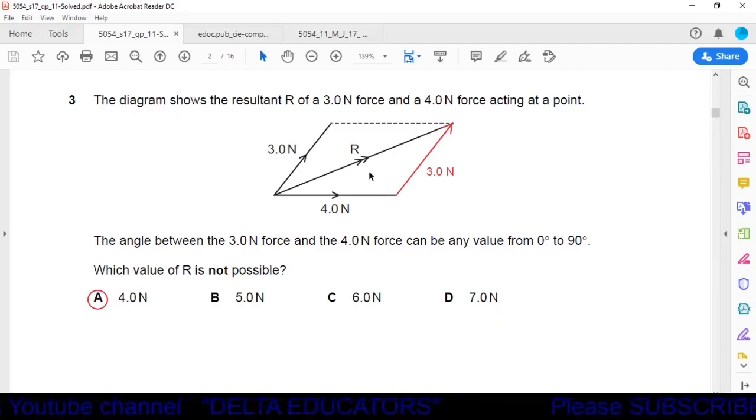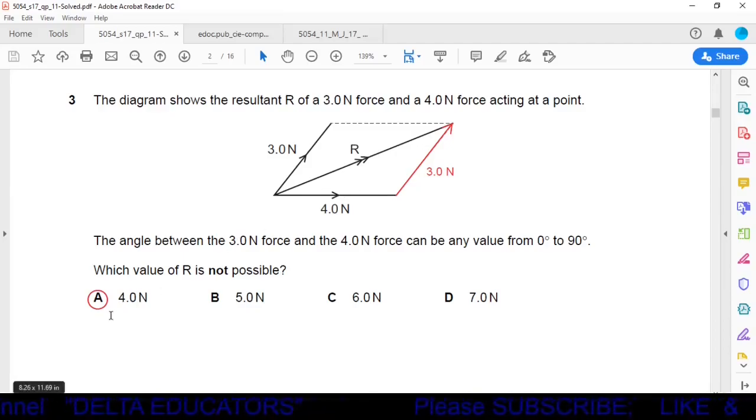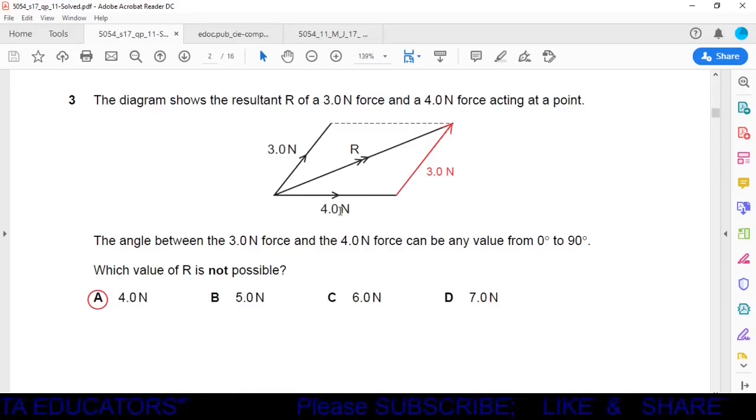Okay, here this R is the resultant force, and from the diagram it is very clear that this resultant force is more than this 4 Newton force. So this force will be more than 4 Newton. It cannot be 4 Newton. So our answer is option A. Which value of R is not possible? 4 Newton is not possible. This R will be more than 4 Newton. So it can be 5, it can be 6 or it can be 7, but it cannot be 4 Newton because the length of this R is more than this 4 Newton force. So option A is the correct one, 4 Newton.